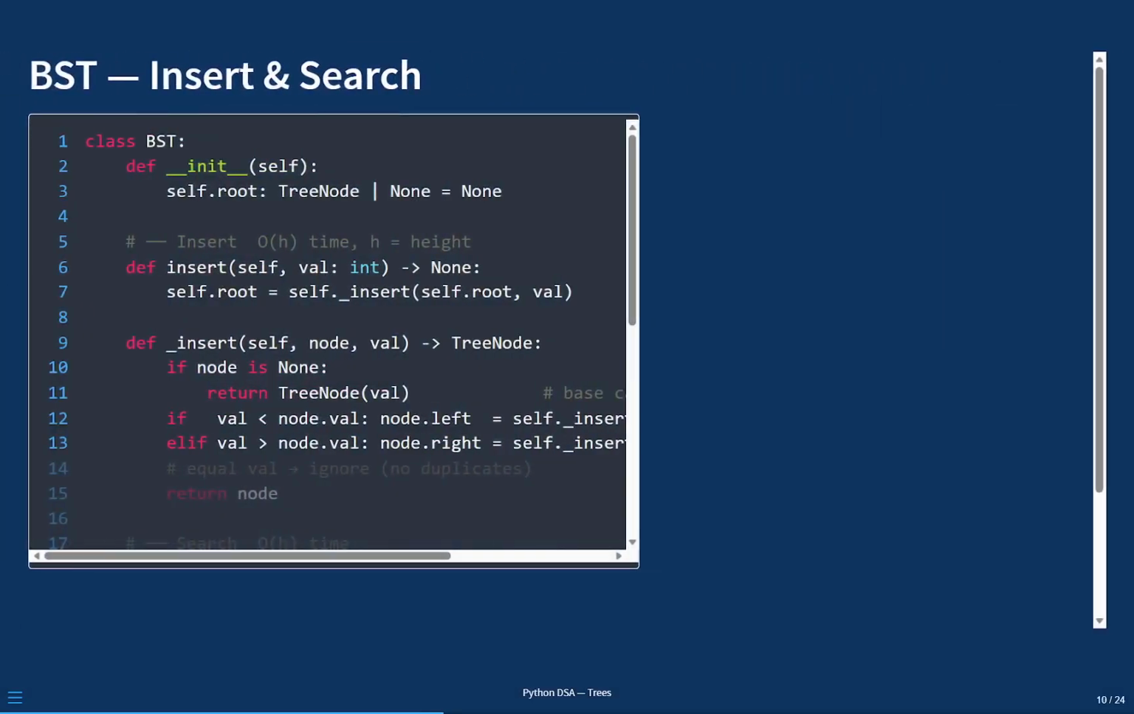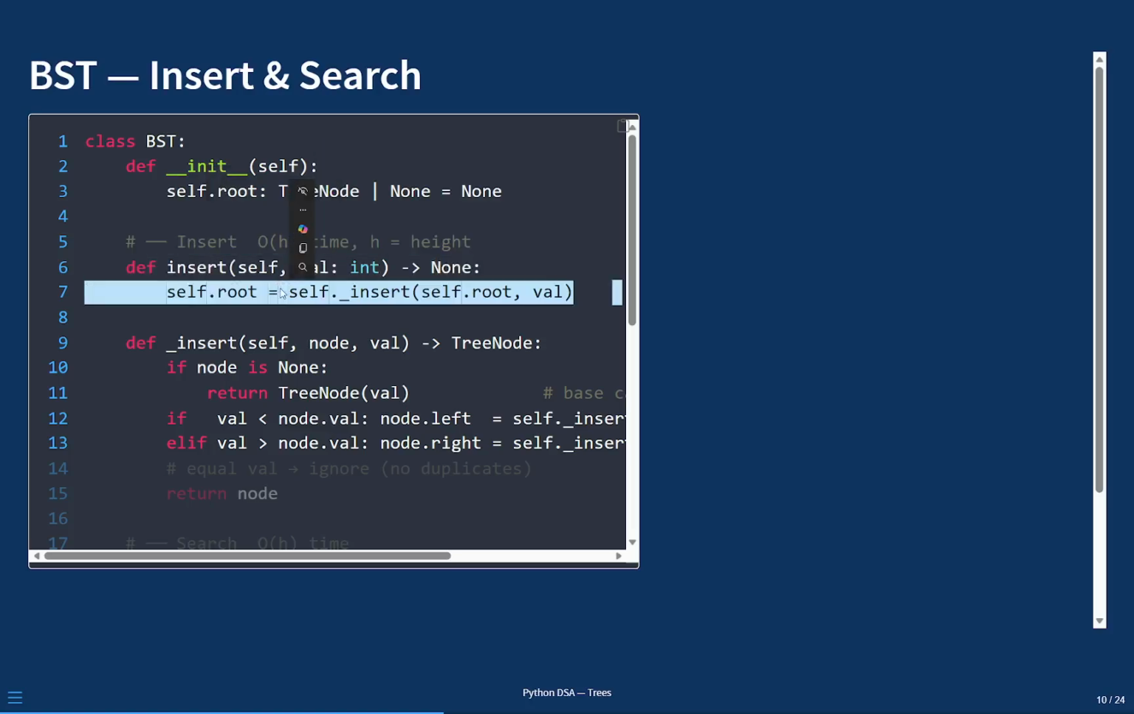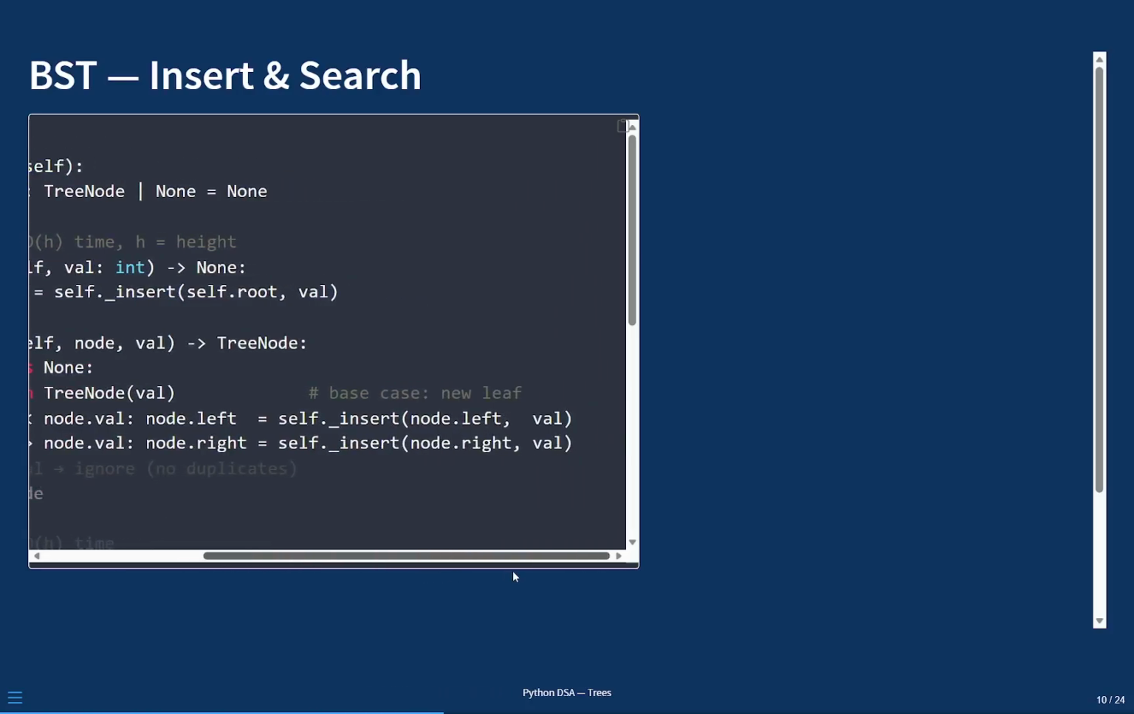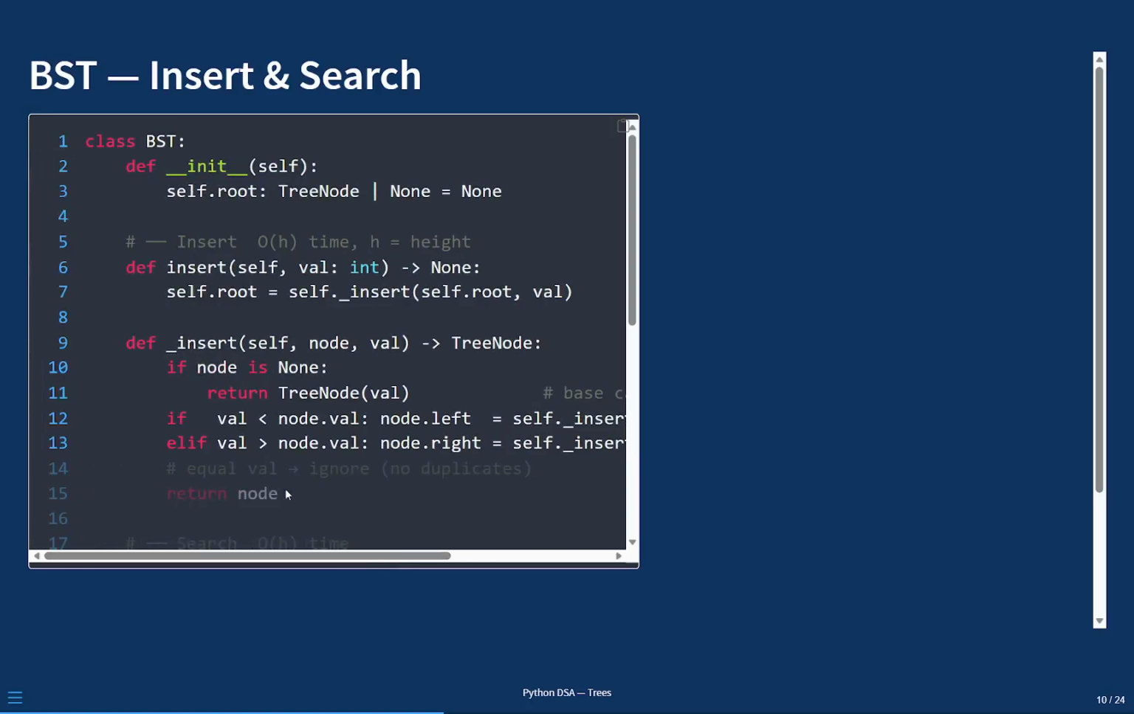Next. Insert and search follow directly from the BST property. They're both O(H), where H is the tree's height. Click. Insert uses a recursive _insert helper. Base case, we've reached a null slot. Create a new leaf here and return it. Recursive case, if the new value is less than the current node's value, recurse into the left subtree. If greater, recurse into the right subtree. Equal values are ignored. This BST stores no duplicates. The parent always receives the returned reference, which links the new node into the tree. A clean functional style that avoids parent tracking.